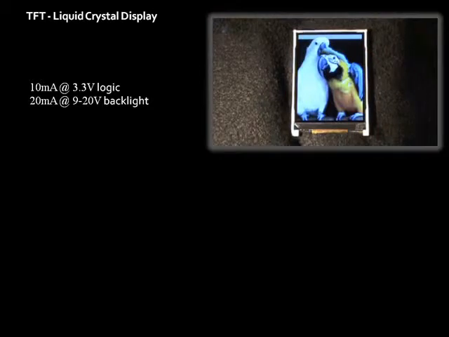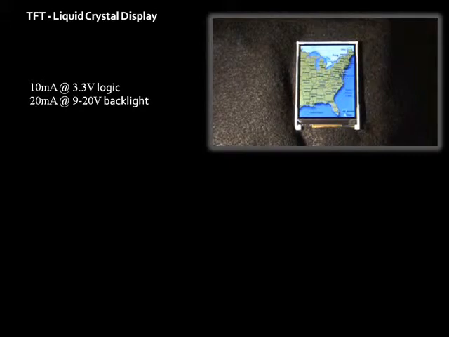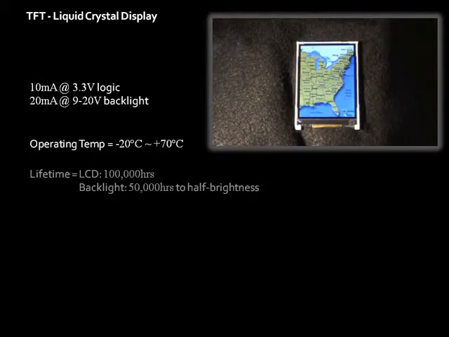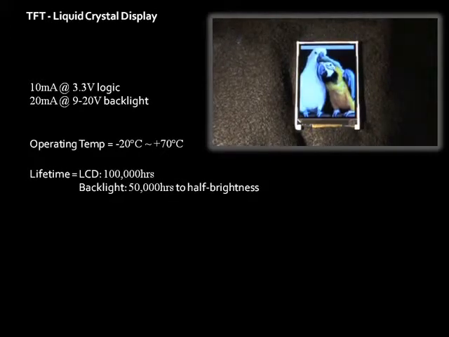The typical TFT requires 10 milliamps with a 3.3 volt DC logic supply. An LED backlight for a small TFT requires 20 milliamps at approximately 9 volt DC, which can be lowered by dimming. The operating temperature for TFTs is negative 20 degrees C to plus 70 degrees C. The lifetime of TFTs is 100,000 hours, and the lifetime of the usual white LED backlight is 50,000 hours to half brightness.